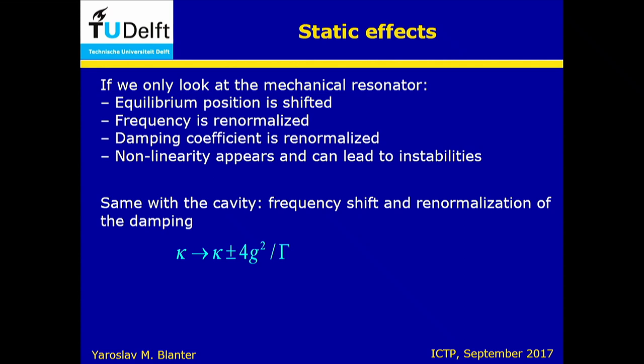Theoretically, you would need to eliminate the cavity. So you would need to solve the equations of motion for the cavity. They would depend on the position of the resonator. You would need to find the number of photons and plug it into the Hamiltonian for the number of photons in the cavity, which then becomes the full Hamiltonian for the mechanical resonator. Now, if you do that, you find that some things happen, and they even happen if you don't drive anything.